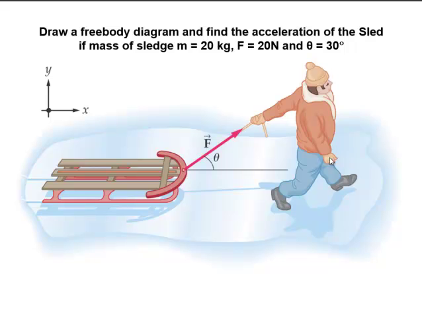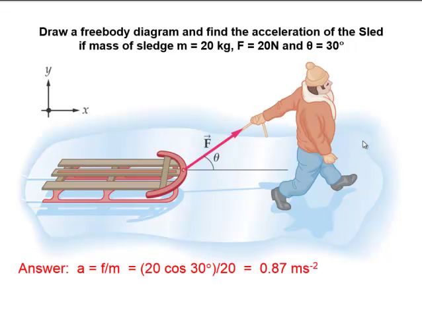If we draw a free body diagram, can you find the acceleration of the sled if the mass of sledge M is 20 kilograms and the force F is 20 newtons and the angle is 30 degrees? So think about that. Again, what we need to do here is find out what the x component is of the force. So that would be 20 cosine 30 degrees divided by the mass, which gives me the acceleration, which is 0.87 meters per second squared.